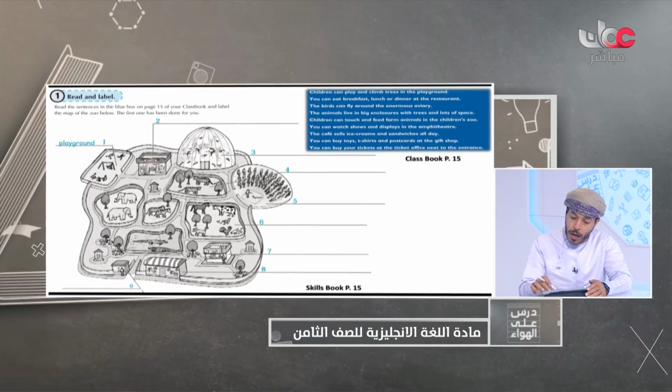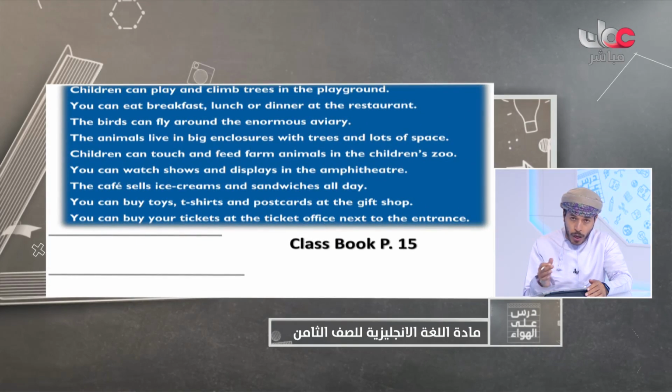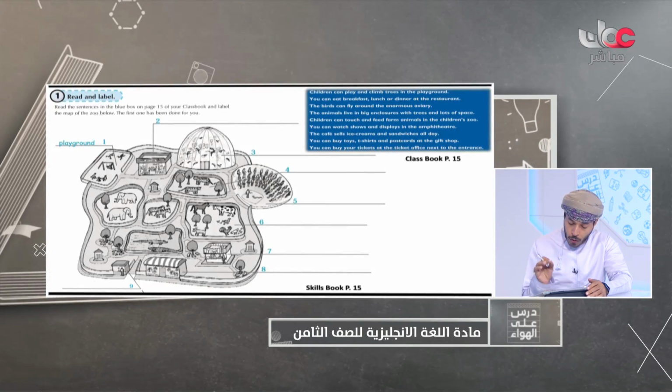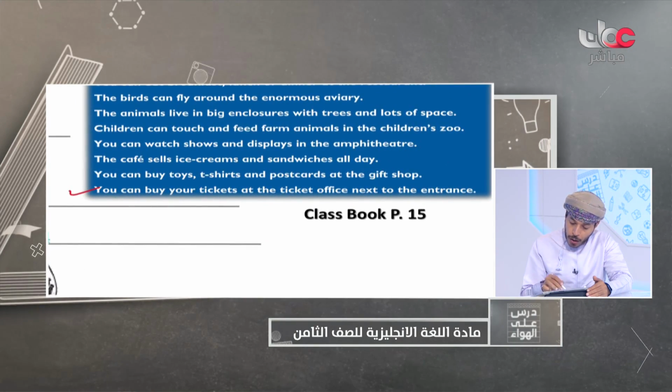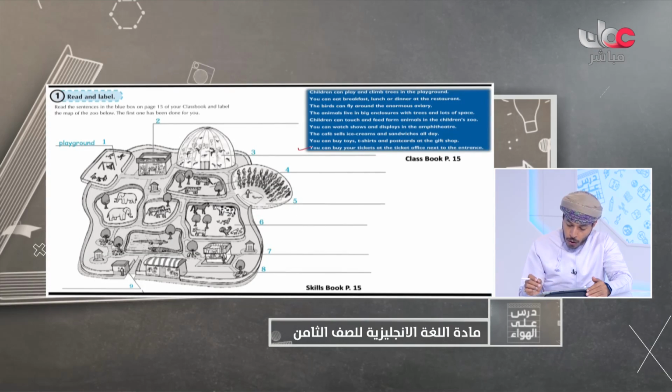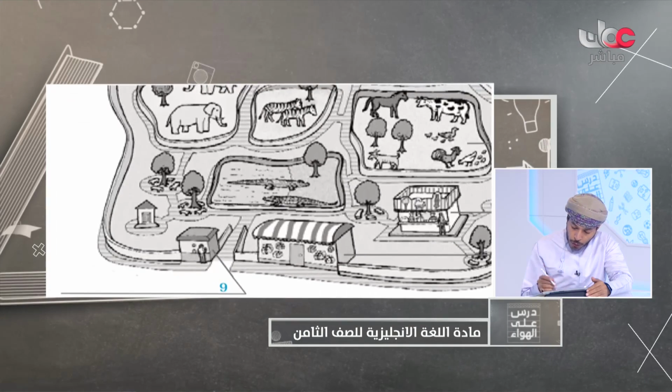Good. And we can use the blue box on page 15 of your class book to help us write the best word for each place. Good. So let's start with the first one. Because we are starting from number 9, let's look at number 9 here. You can buy your tickets at the ticket office next to the entrance. So what do we call the first one? We call this one entrance. Okay, guys?